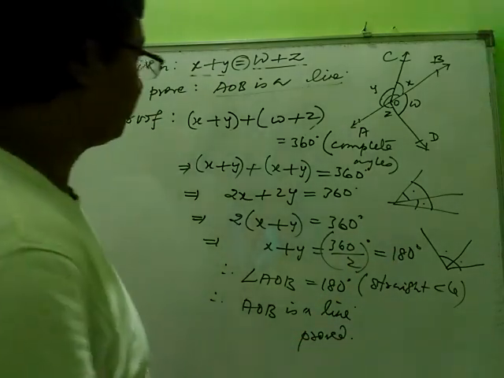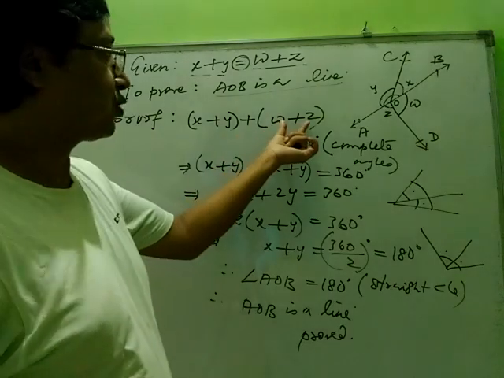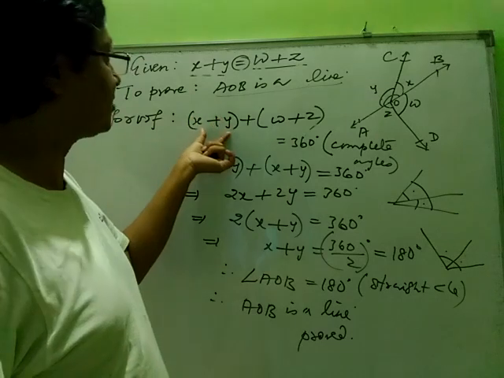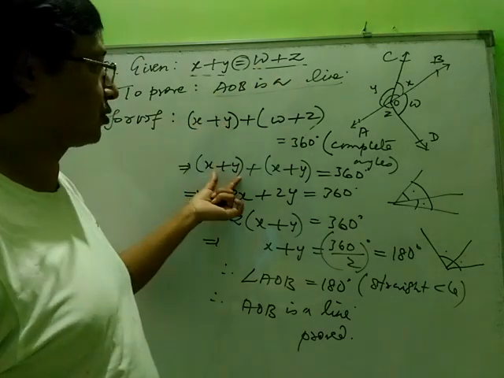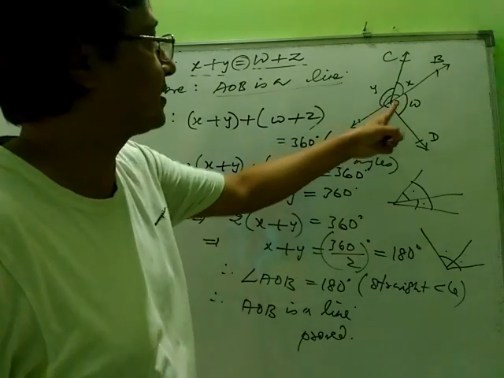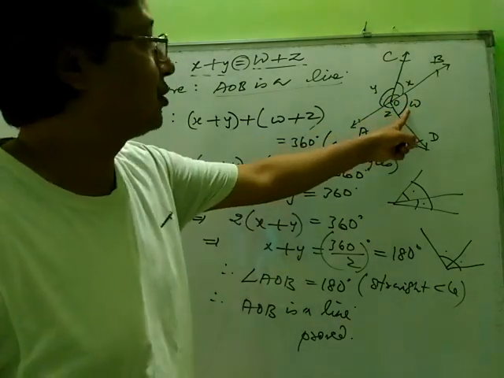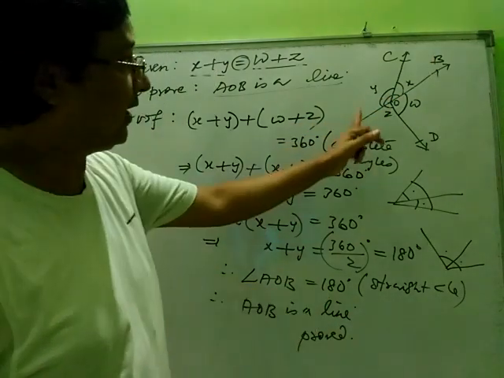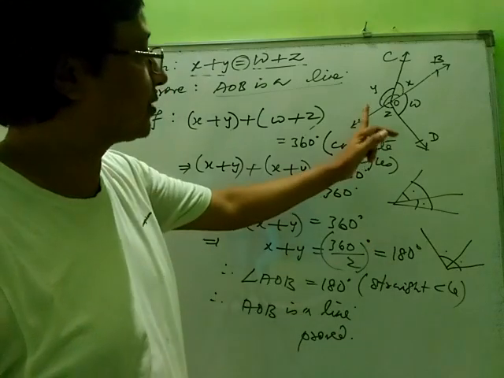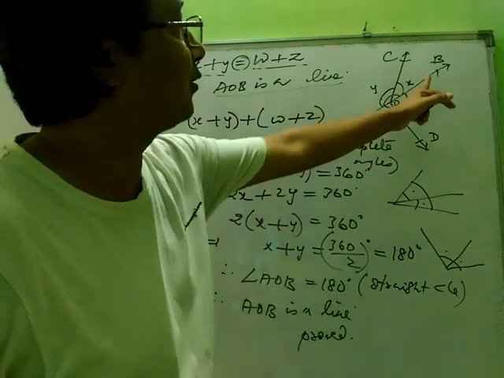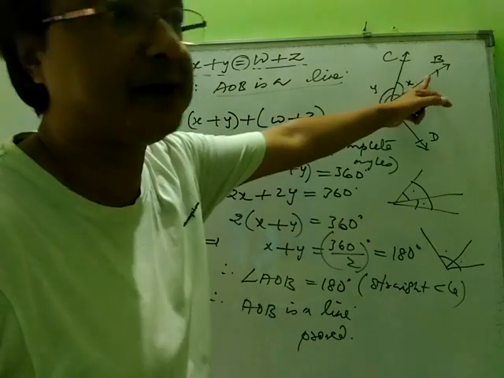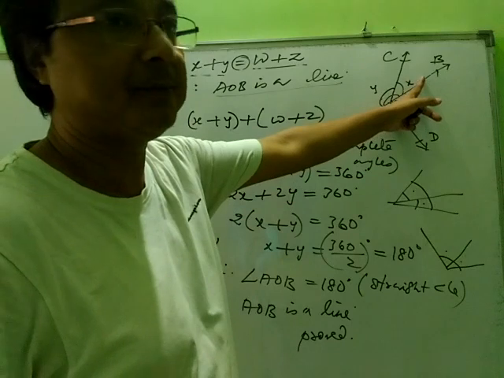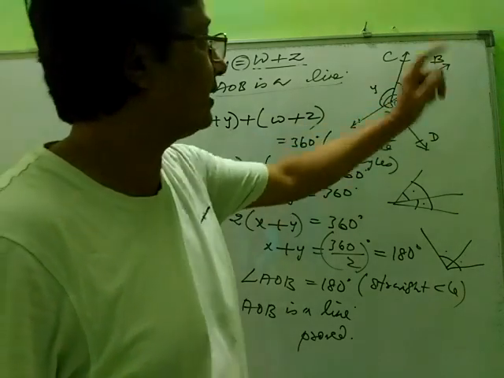You can also replace it the other way: keep w plus z, and in place of x plus y, you can take w plus z. Again, these are the two adjacent angles. That time also angle AOB you will get as a straight angle, 180 degrees. If AOB is a straight angle, that means all the 3 points A, O, B will lie on the line. That means they are called collinear points. If 3 or more points lie on the same line, they are called collinear points. That is why AOB is a line.